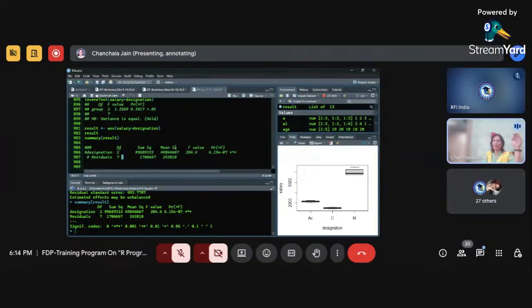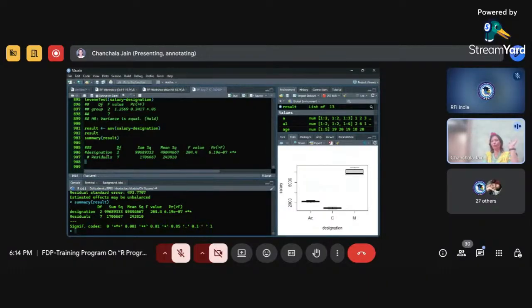Then this is the mean sum of square. Generally how do we get it? When we divide the sum of square by its respective degrees of freedom. That means this value divided by 2 gives you the mean square, right? Then the f value and the p value. The f value is the ratio of the mean squares: the designation MSE divided by the residual MSE will give you the f value, right? And then we get the p value.